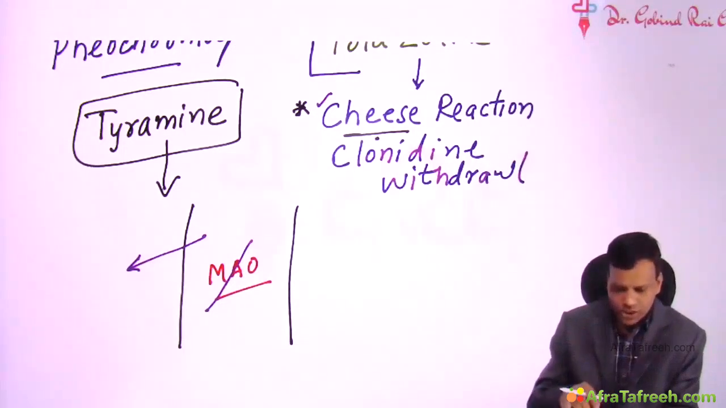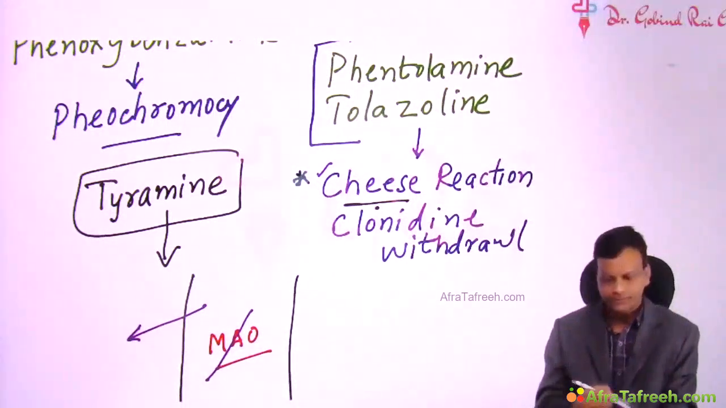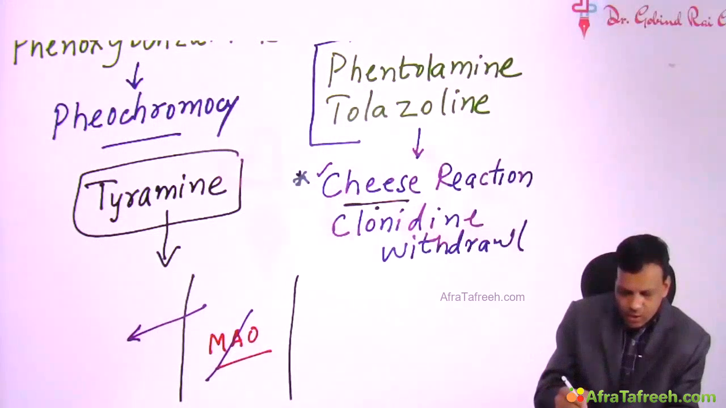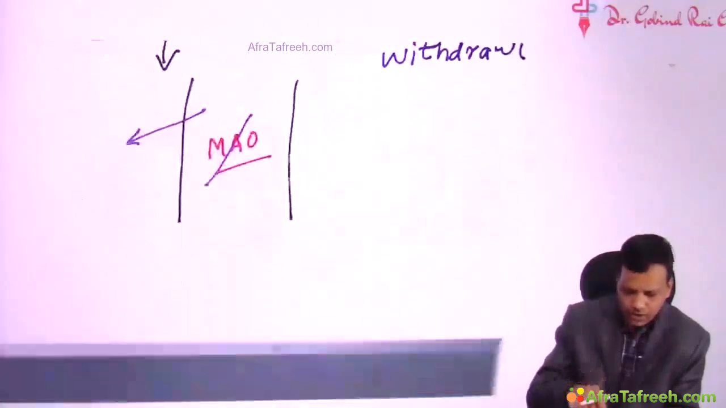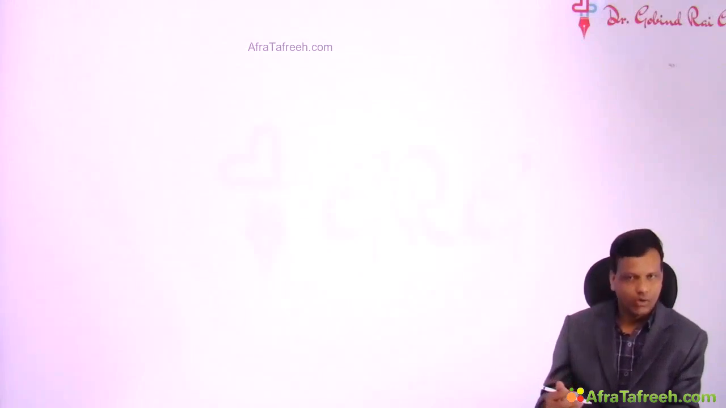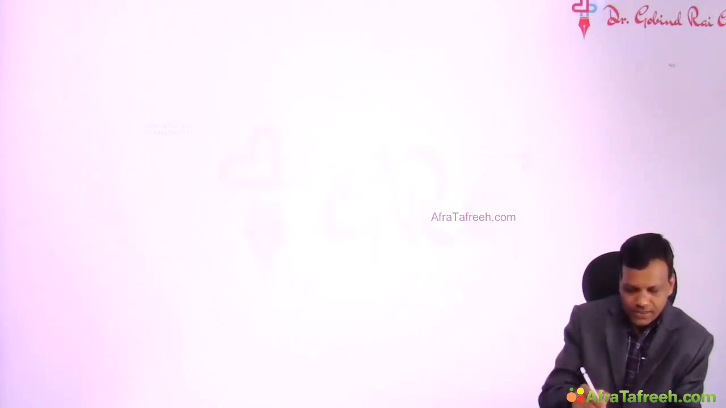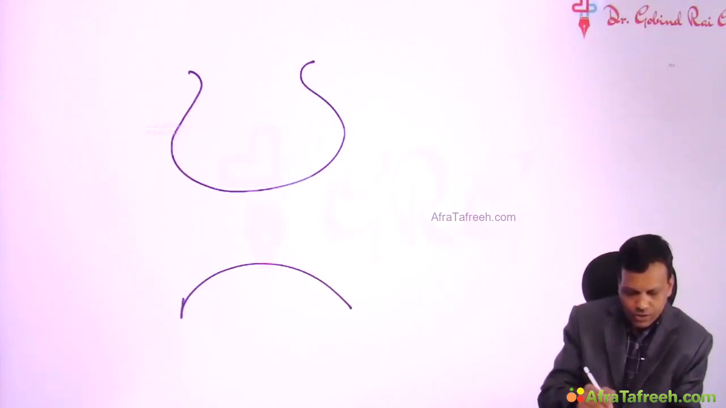So the drugs of choice for cheese reaction are phentolamine and tolazoline. Clear? Now the second similar condition is clonidine withdrawal. Now what happens in clonidine withdrawal is, what is clonidine? Yeah, clonidine is an alpha-2 agonist. That means it is pressing the brakes. So clonidine stimulates alpha-2 receptors, means it presses the brakes.